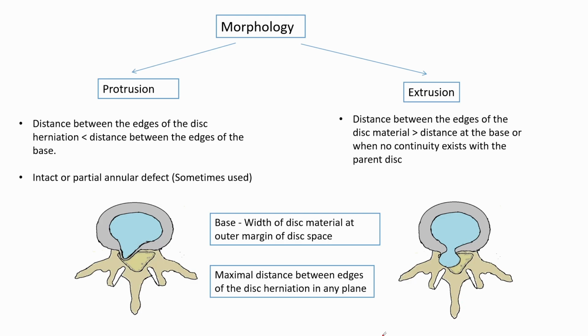Another definition that is sometimes used is that in a protruded disc, the herniated part will be covered at least in some part by the annulus fibers. A little bit of annulus is always left. Whereas in an extrusion, it will be completely out of the annulus and there will be no covering of annulus. So in protrusion, there is an intact or partial annular defect, whereas in extrusion, there is a complete annular defect. So both definitions are used in different places.